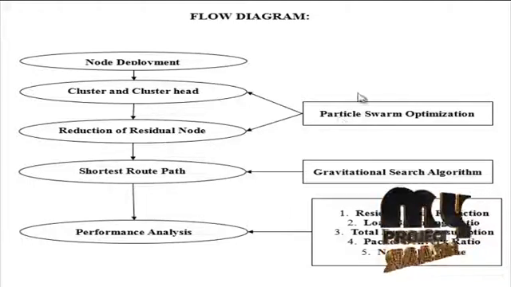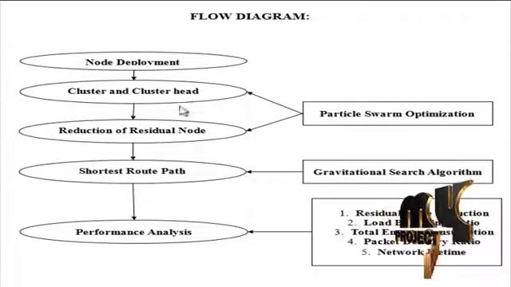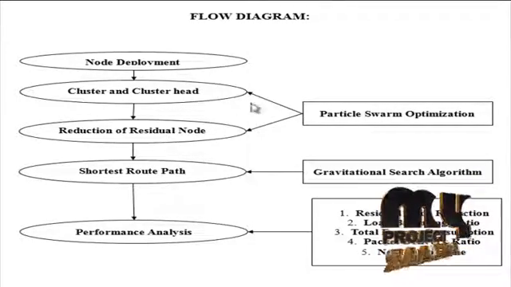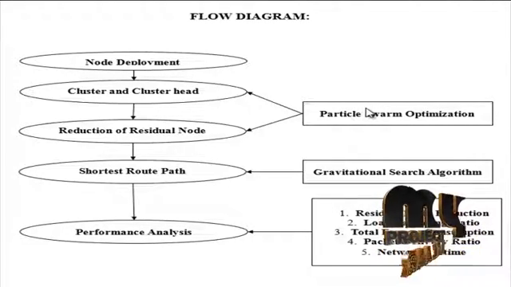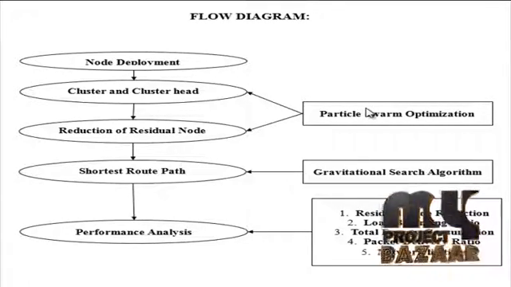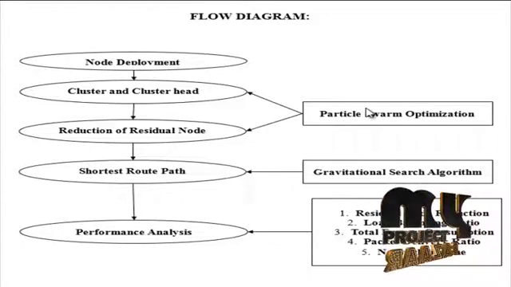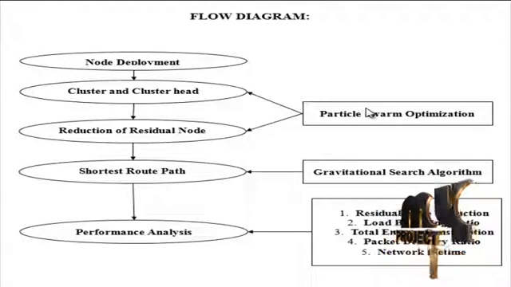By using particle swarm optimization, we can perform the cluster and cluster head selection and also the reduction of residual nodes. Particle swarm optimization algorithm is used for cluster formation and cluster head election. There are 3 clusters in the network. Clustering takes place by considering the node with the maximum fitness value. In the constructed network, there exists an individual node with a fitness value.